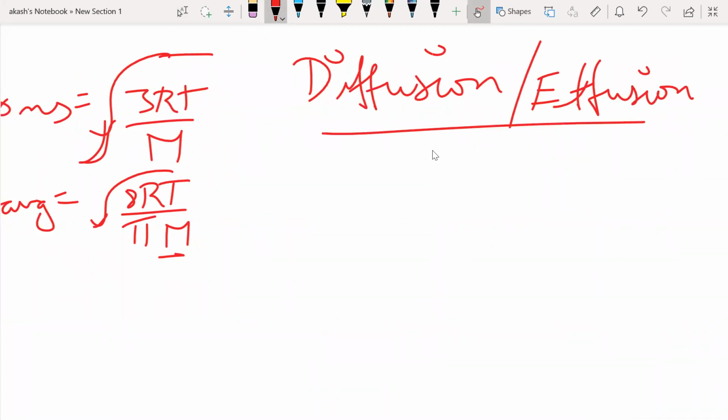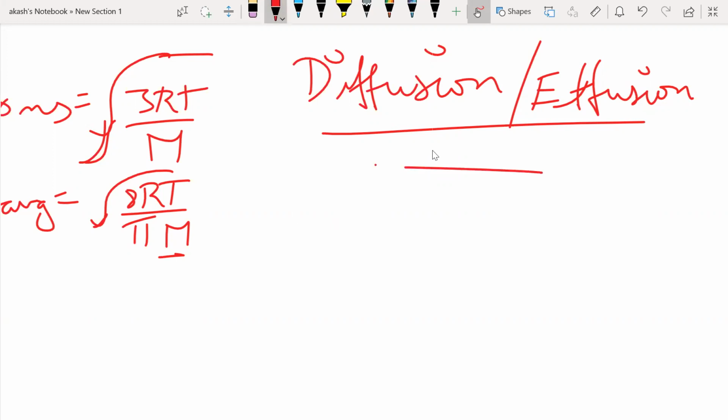Okay, diffusion or effusion. Okay, fine. We know what is diffusion. Diffusion is basically the movement of gas, or in general, the movement of anything when I have a concentration gradient, right?